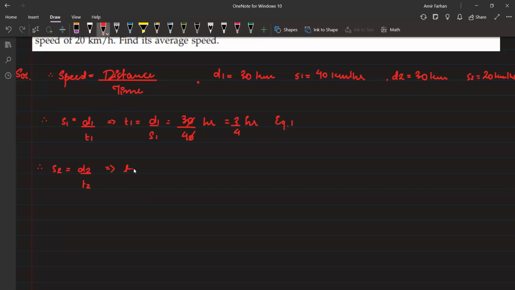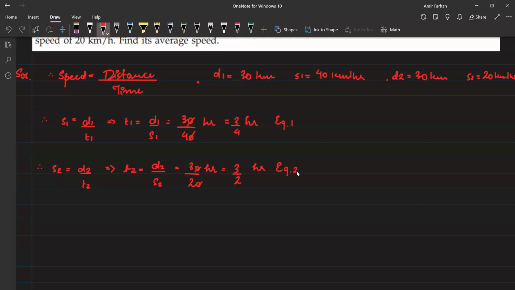So T2 will be equal to D2 by S2. Put the values: it would be 30 by 20. So this will cancel, and this will be in hours. So this will be 3 by 2 hour. So this is equation number 2.